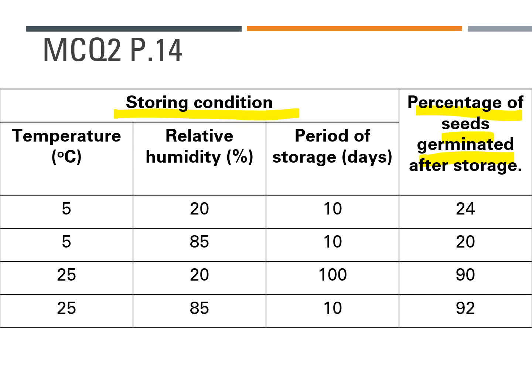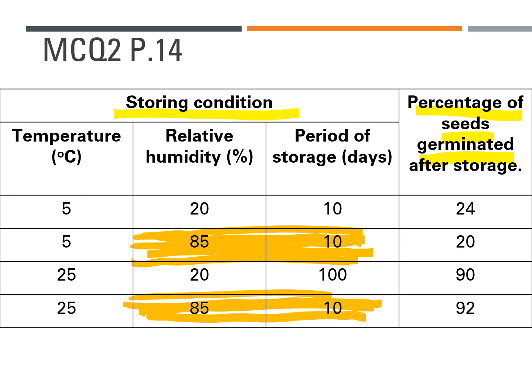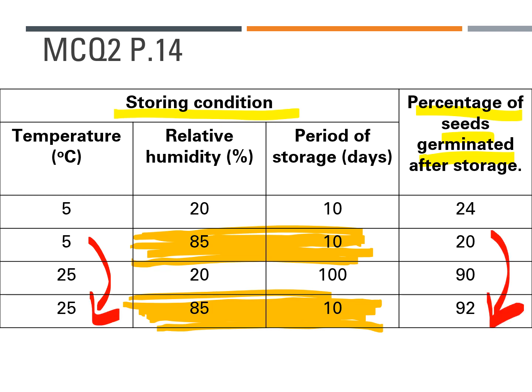In order to do the comparison, we have to keep all other conditions constant, no change, but only change the temperature. So now, when we keep the relative humidity and the period of storage the same, just increase the temperature, what happens to the percentage of seed germination? When you increase the temperature, the percentage of seed germination increases.